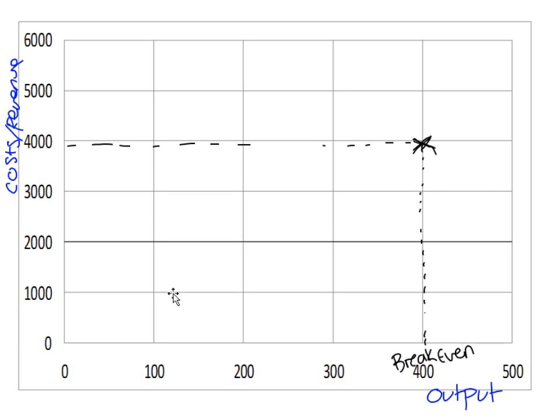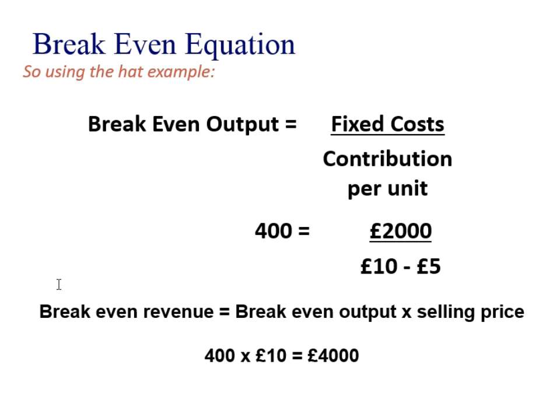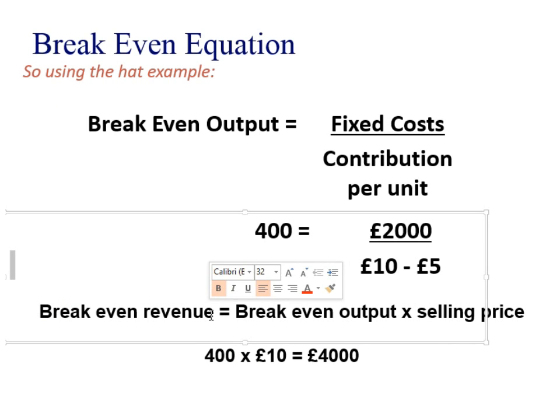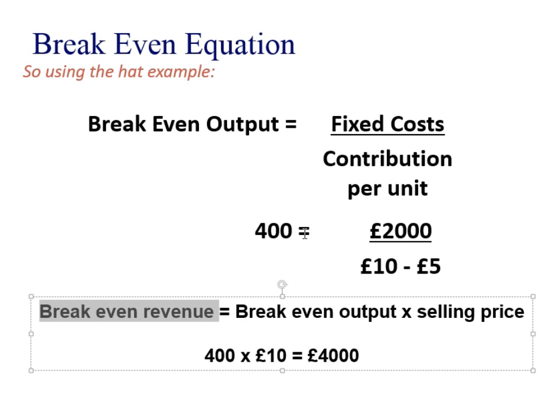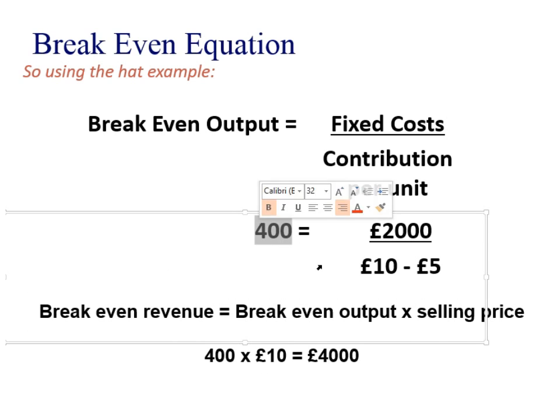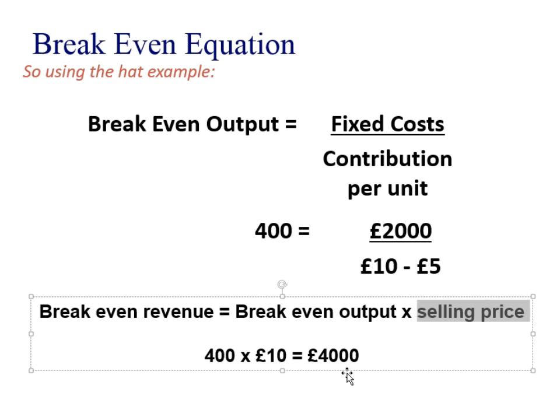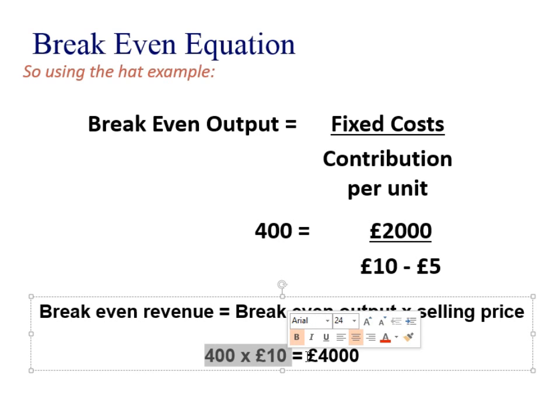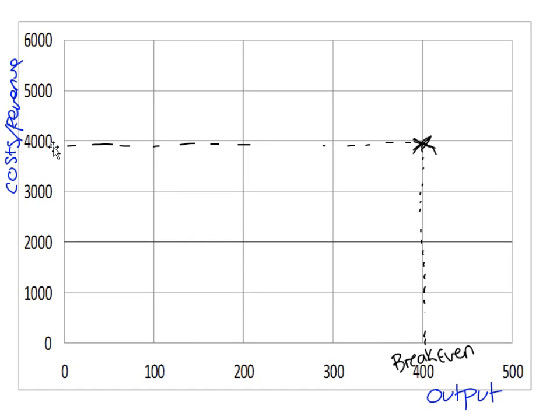Okay, so we go to our graph and we know that the break-even output is going to be somewhere along here. But then we can work out, if I just go back here, work out the break-even revenue. And the break-even revenue is just your break-even output that you've just worked out, your 400, times by the selling price. And if you do 400 times 10, it comes to £4,000. So we know the break-even revenue is going to be along that line there, and the break-even output is going to be along here. So where those two meet, plot those points, put a big X there.